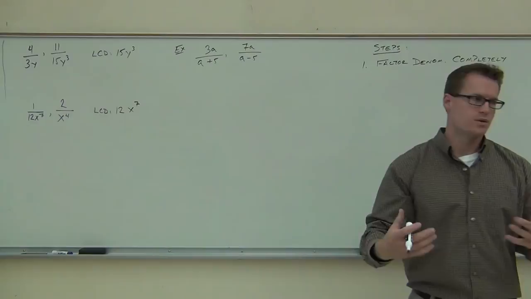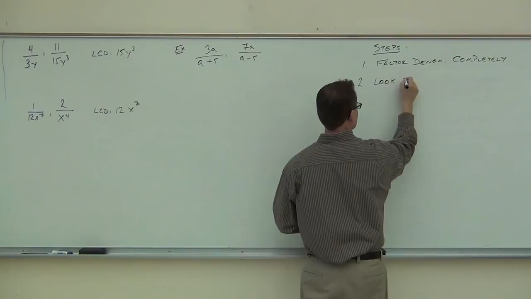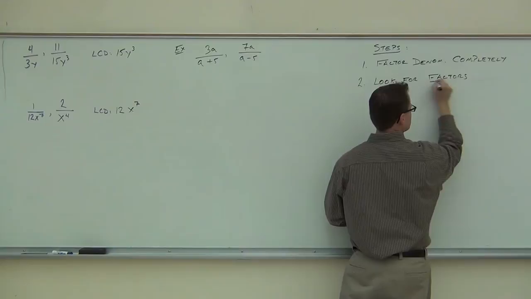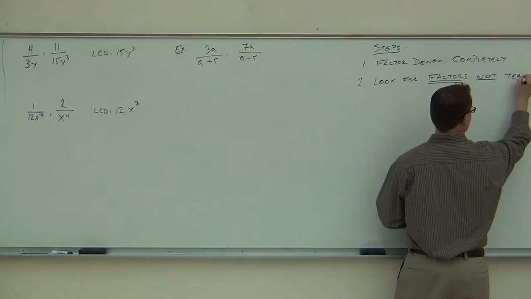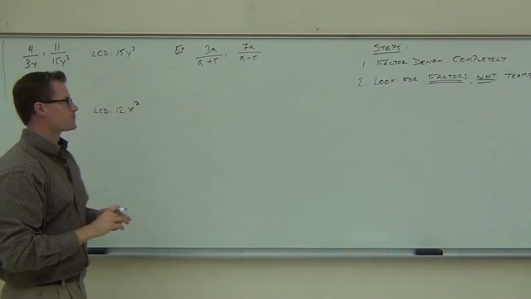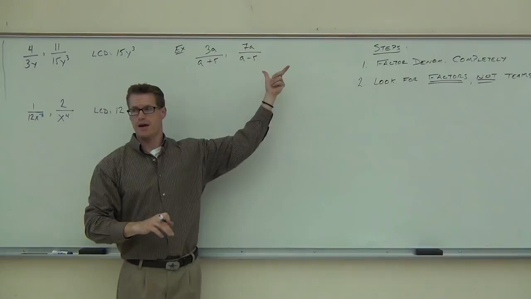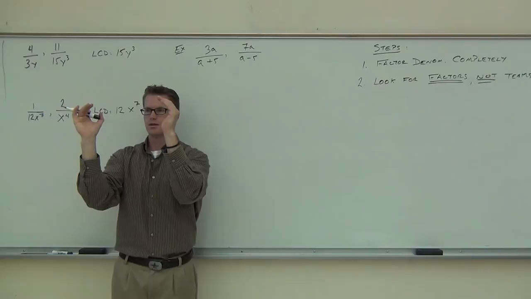No problem. Second step is you're going to look for common factors, not terms, factors. Look for factors. Tell me something. Is A a factor or is A a term? Term. That's a term. Our factors here are A plus 5 and A minus 5. Terms are the things separated by addition or subtraction. Factors are like the whole deal. Are you with me on this? So our factors are A plus 5 and A minus 5.